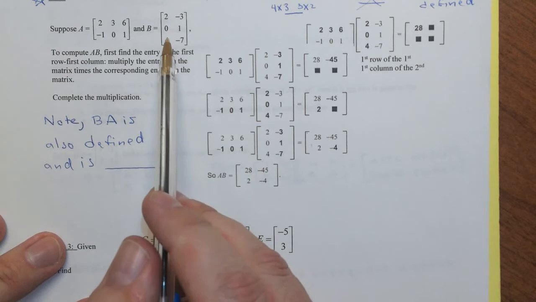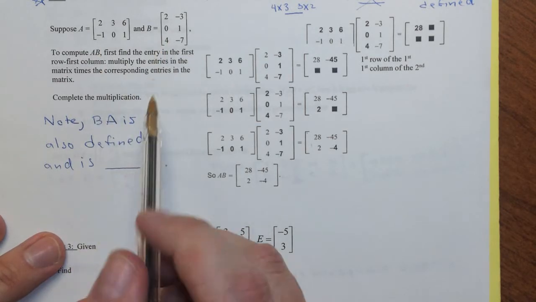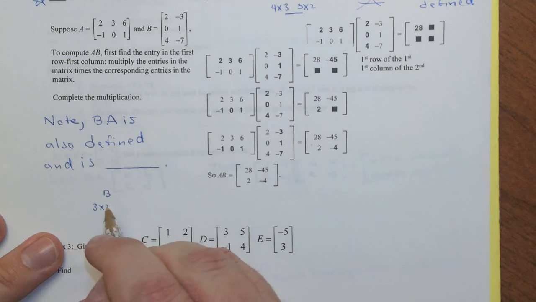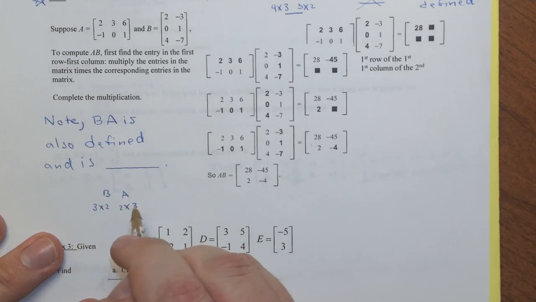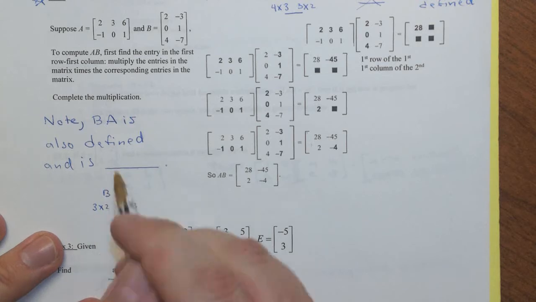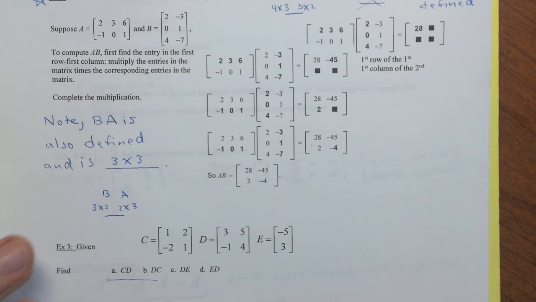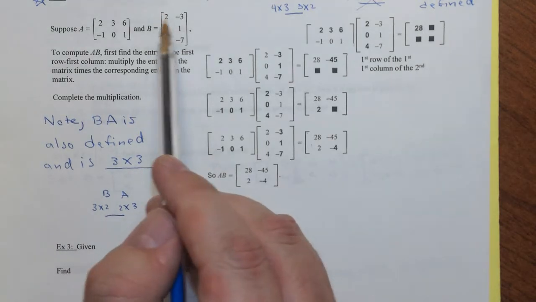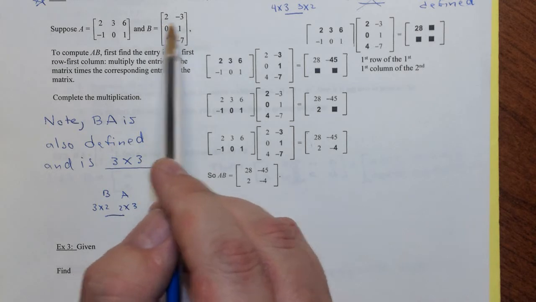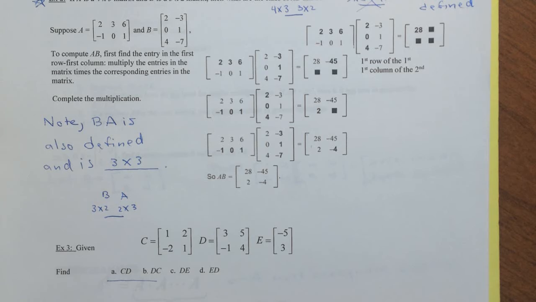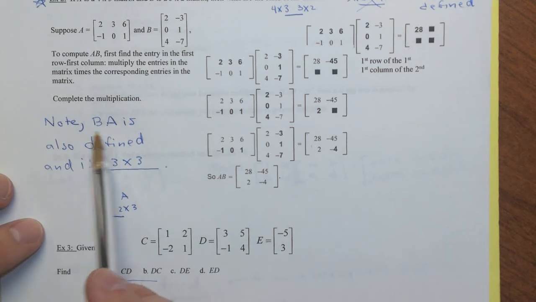It's worth noting that BA is also defined in this case. B is 3 by 2, and A is 2 by 3. So their product would be a 3 by 3 matrix. The inner dimensions match up, so this is a 3 by 3 matrix. I would be multiplying together smaller things because the rows of B have only 2 entries, so I'd be multiplying these rows by these columns if I did it in the opposite order. But I would also have to find 9 separate dot products to find the entries of my product matrix.